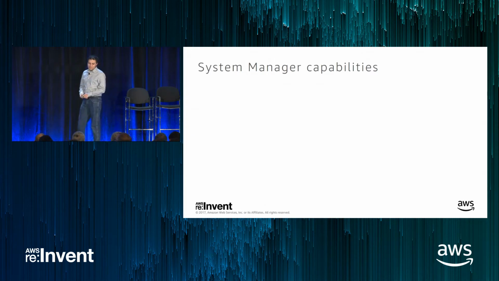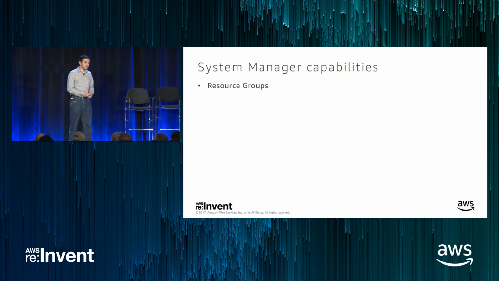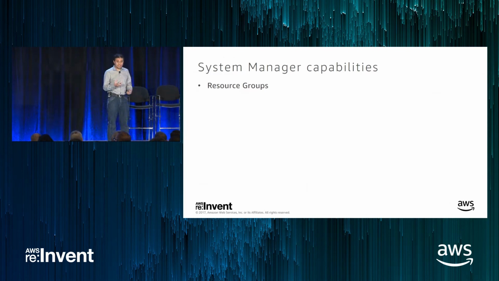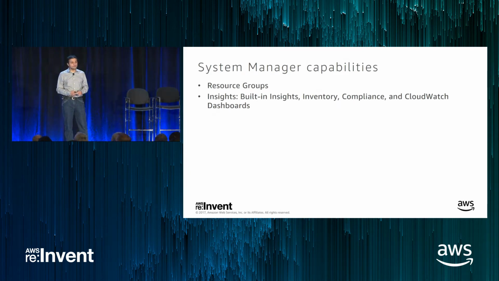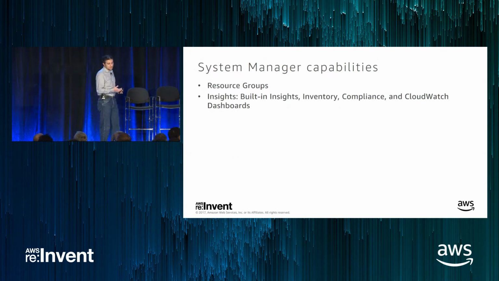Let's spend a little bit more time on some of the specific capabilities of Systems Manager. The first one that we launched on Wednesday is called AWS Resource Groups. With resource groups, you can easily create groups, view group membership, and delete groups. These groups are first-class AWS objects, which means they have ARNs, and you can set tags on the groups themselves. We've also built a number of visualizations, including built-in insights, which we'll demo later on, software inventory, compliance, as well as CloudWatch dashboards.